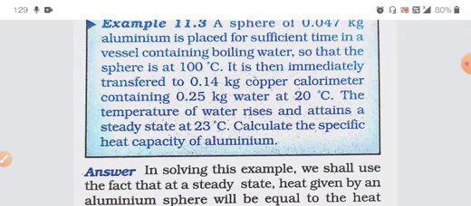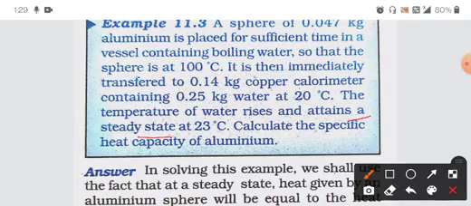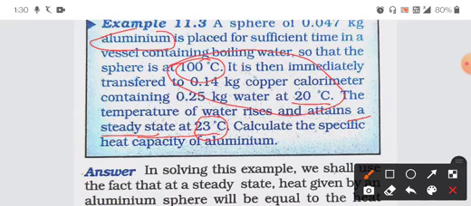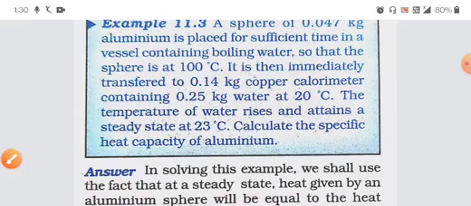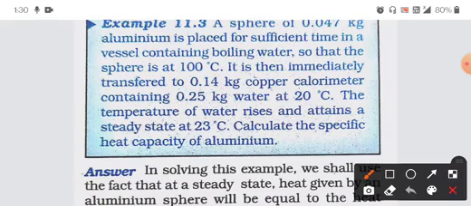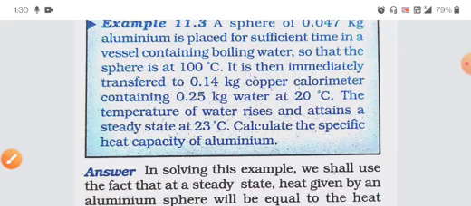Now the temperature of water rises and attains a steady state at 23 degrees Celsius. That means after inserting this aluminium sphere, the temperature of water rises and reaches the steady state, that is 23 degrees Celsius. That means the temperature of aluminium also decreased, because they both will attain the steady state at the same temperature. After inserting them and stirring them with the help of a stirrer, they will attain the same temperature, and here it is given that 23 degrees Celsius will be the final steady state temperature of both the bodies.